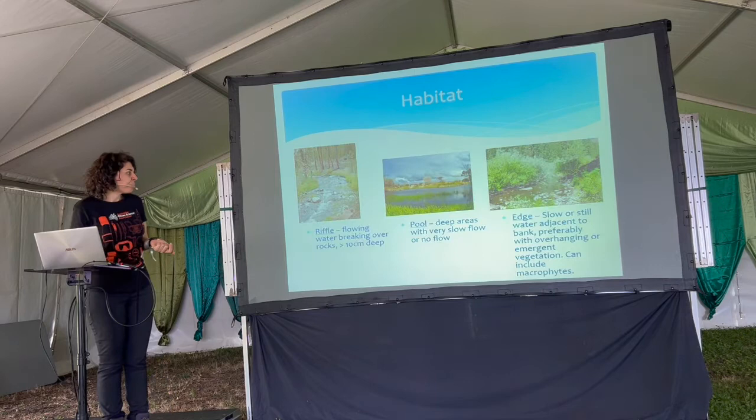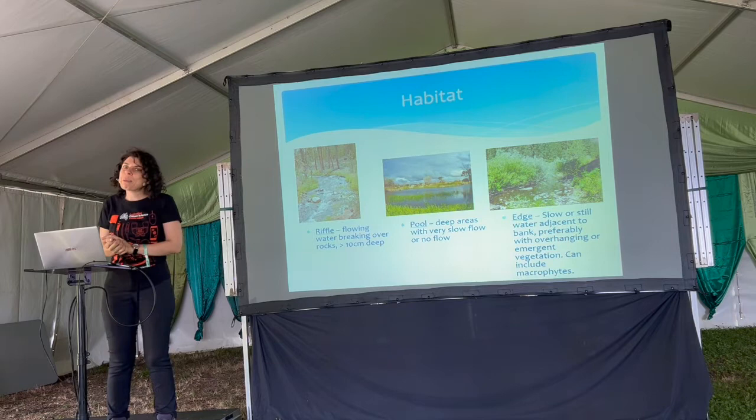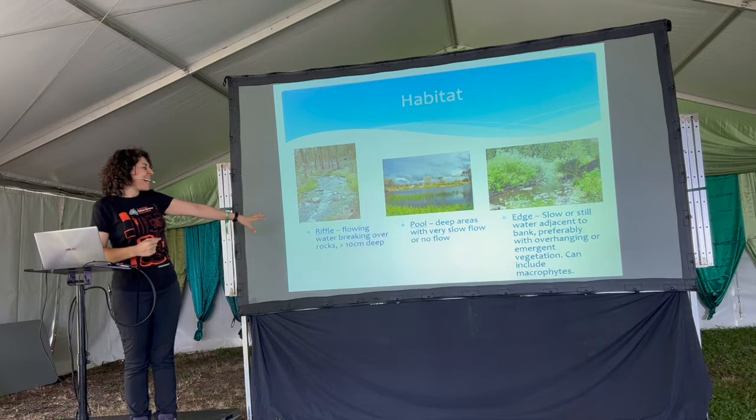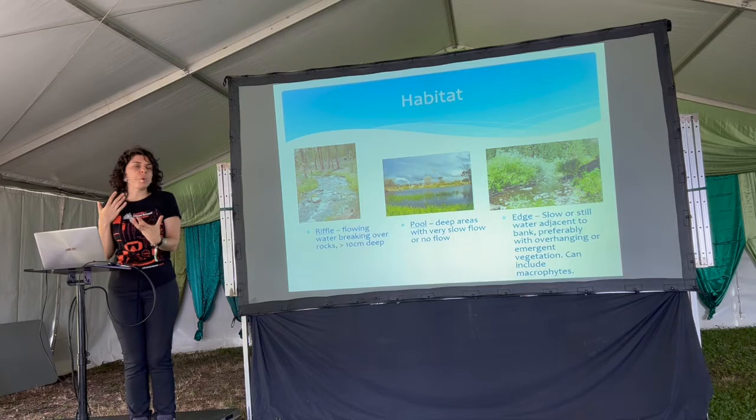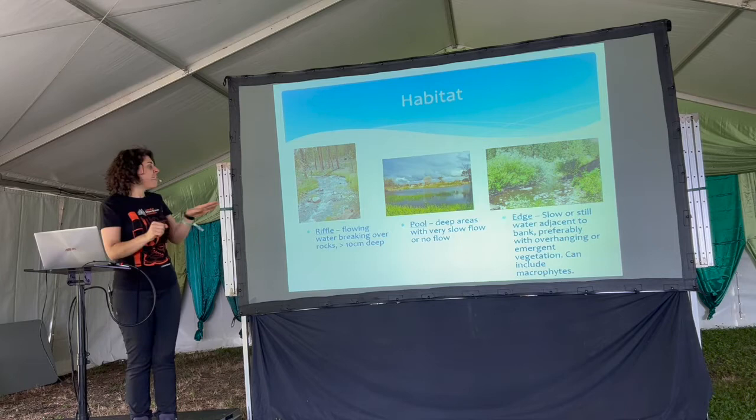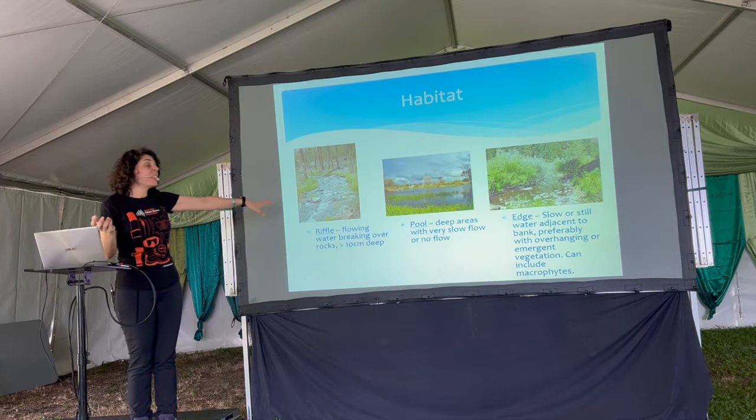So when we go sampling, when we go looking for bugs, we focus on three main areas. So we've got the riffle, not ripple, riffle. So the riffle is where a creek gets a little shallower. Often there's rocks or logs or something there that's causing the water to break. And that's actually where you'll find the biggest diversity of water bugs. A lot of them really like living there.